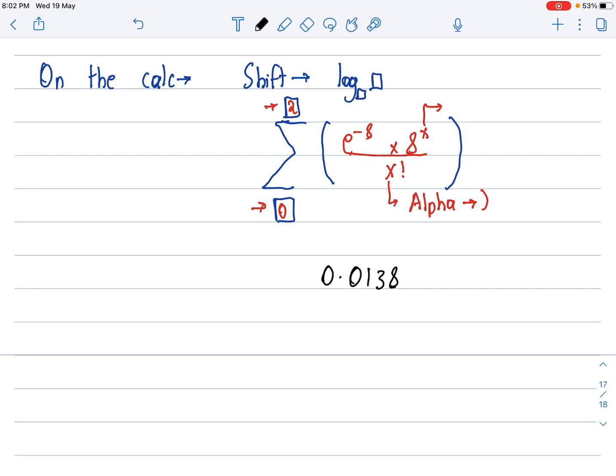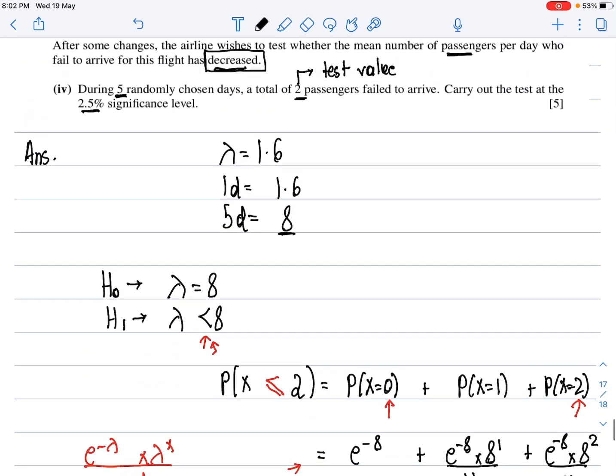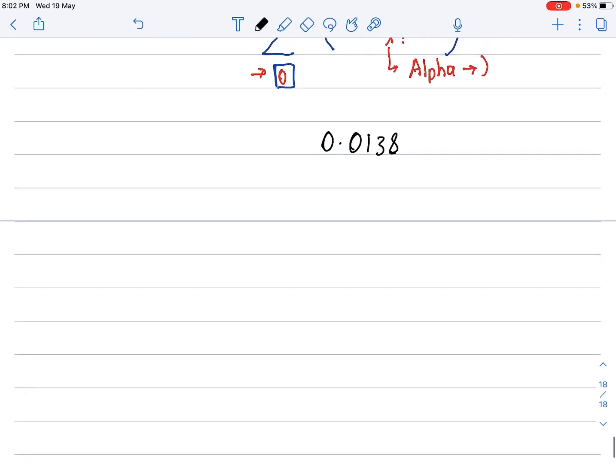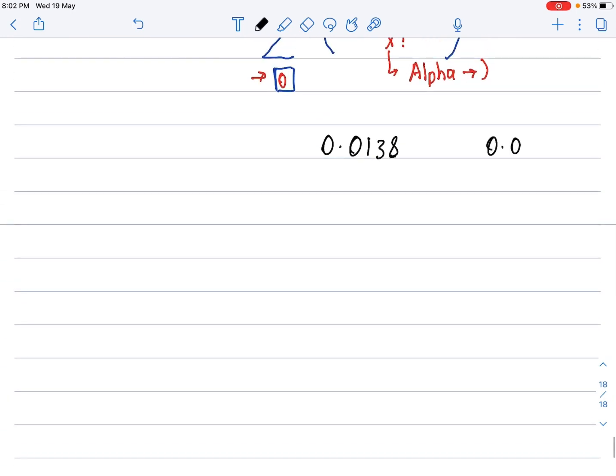0.0138. Okay, so now I basically need to compare this with my significance level, which is 2.5%, which is 2.5 over 100, which I can simply write as 0.025. So I have this as 0.025. So now I compare this. If you see, 0.0138 is less than 0.025.